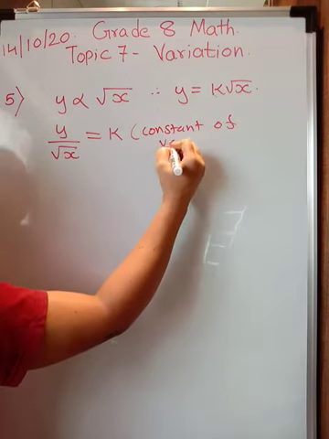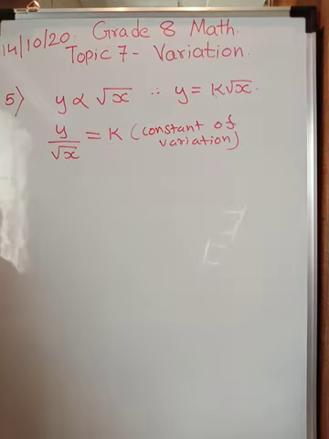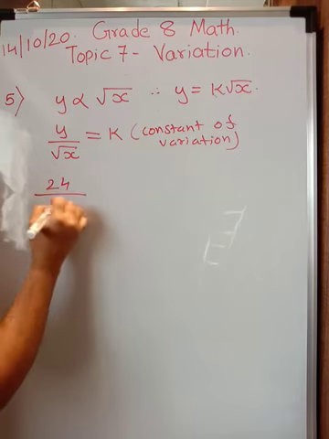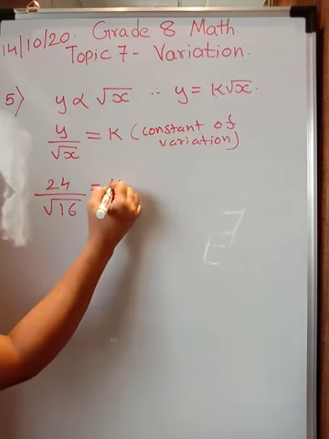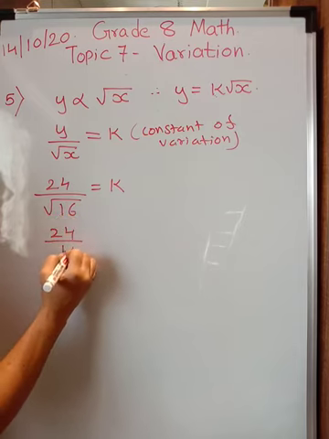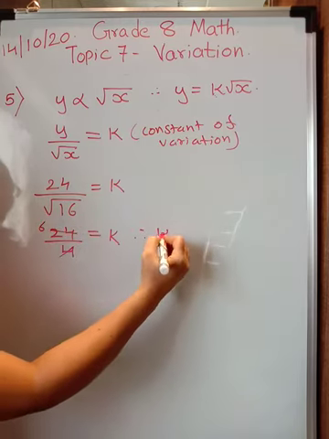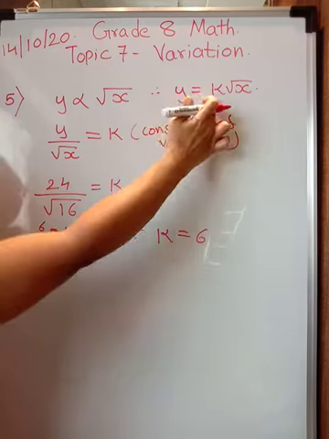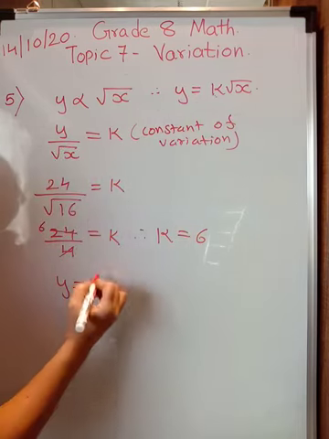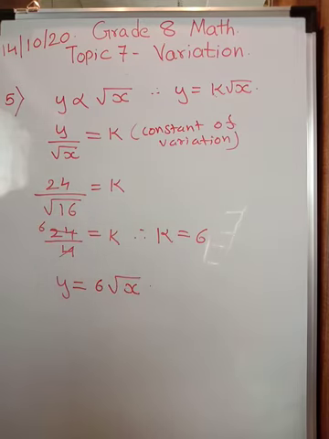So just substitute. What is the value of y given? When x is equal to 16, y is 24. So y is 24, root of x, root 16, is equal to k. The square root of 16 is 4. So you have 24 upon 4 is equal to k. 4 ones are 4 and 4 sixes are 24. Therefore k is equal to 6. What is the equation? The equation is y is equal to k, which is 6, times root x. So y equals 6 root x. This is the equation. Is it clear?